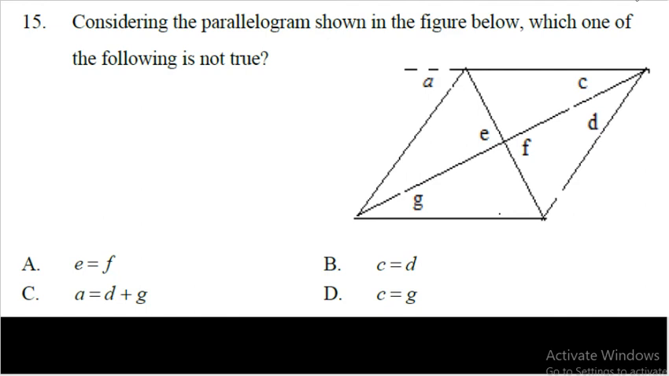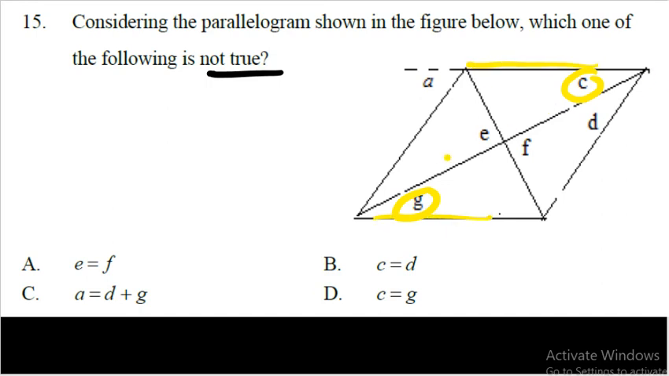Next question. Considering the parallelogram shown in the figure below, which one of the following is not true again? It's a parallelogram. Which one is not true? So first of all, if it is a parallelogram, what do we know? Angle C and angle G must be equal. The reason is because they are vertically opposite angles. The two lines are parallel. This line and the one down are parallel.